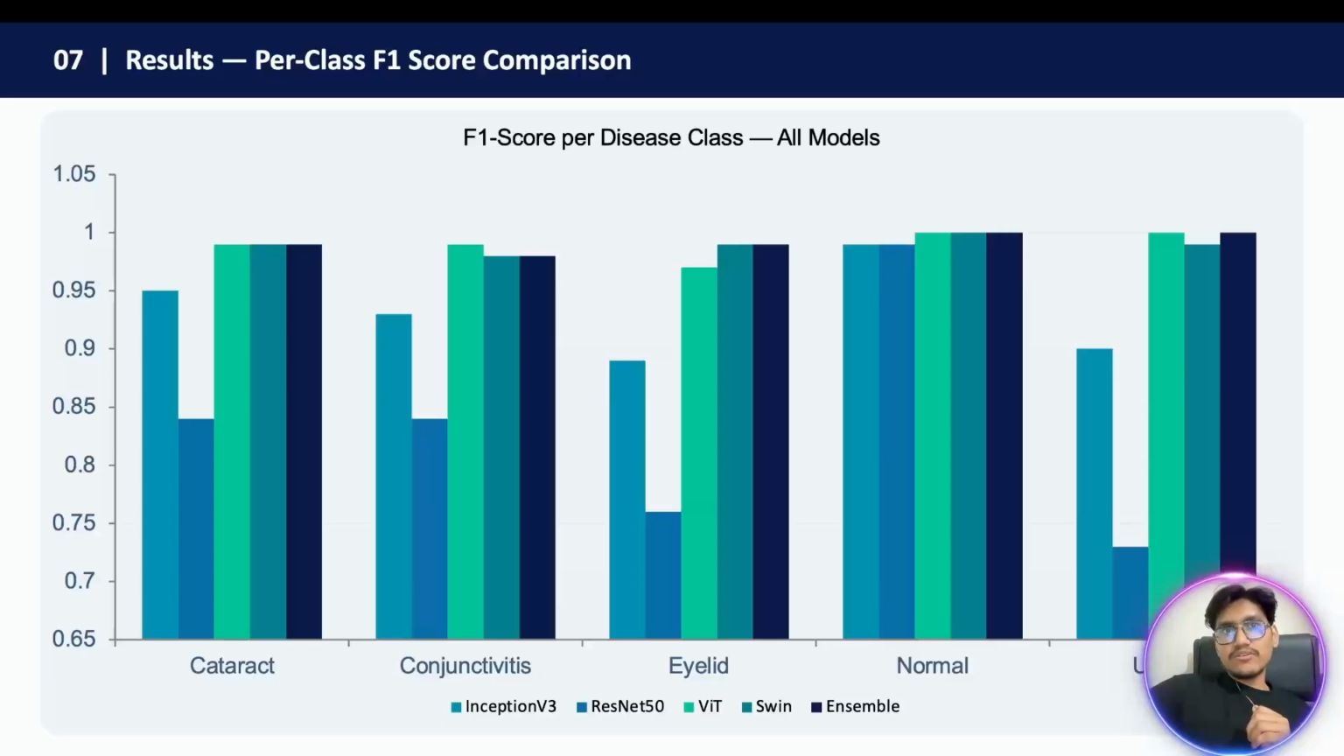The extremely low score for ResNet on uveitis is a serious clinical concern. Uveitis is dangerous, and missing it has serious consequences for patients. The overall message from this chart is clear. Transformer models dramatically outperform CNNs on the difficult and visually similar classes, and the Ensemble achieves the best or tied best performance on every single class.